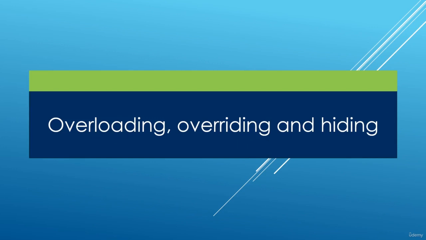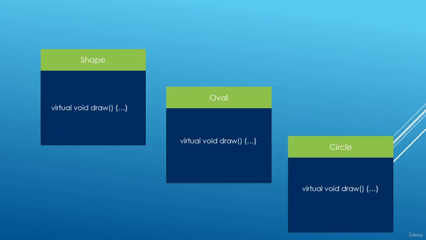In this lecture, we're going to zoom in on overloading, overriding, and hiding. We have seen that overriding is a mechanism we have in C++ to be able to set up most specific versions of our virtual methods in derived classes. So for example, the draw method we have in oval is overriding or eclipsing the one we have in shape, and the draw method in circle is overriding or hiding or eclipsing the one we have in oval. This is the concept here.